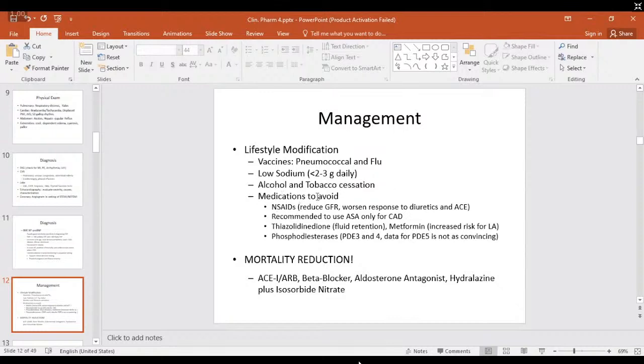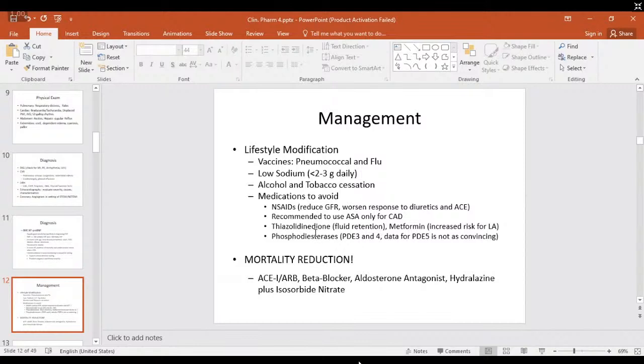Some medications should be avoided in these patients, like NSAIDs, because they can reduce the GFR and they can also worsen the response to diuretics and ACE inhibitors. Acetylsalicylic acid, we said that it has a value in the treatment only in coronary artery disease or atherosclerosis that is already diagnosed. So it's for secondary prevention, not for primary prevention.